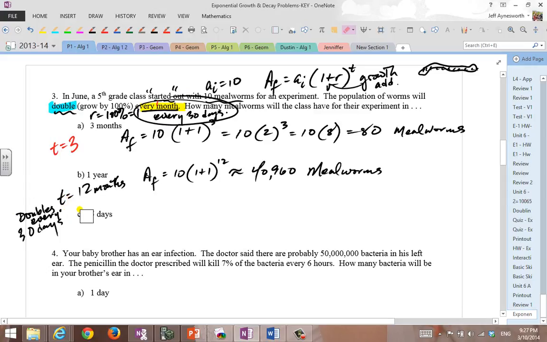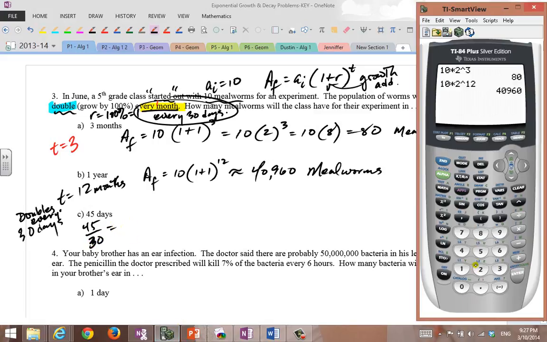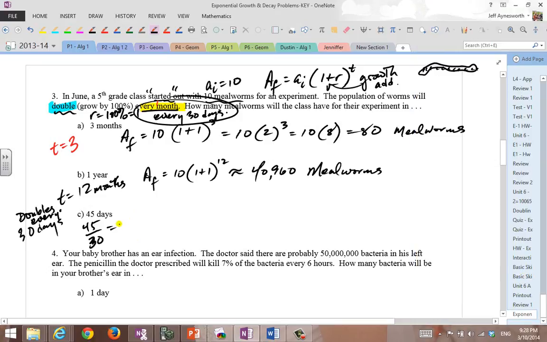Question is, how many time periods have passed? Well, 45 divided by 30. Well, that's 1.5. And if you don't believe me, just do it on your calculator. 45 divided by 30, that's 1.5. So 1.5. So that's T, the number of time periods or intervals that have passed.